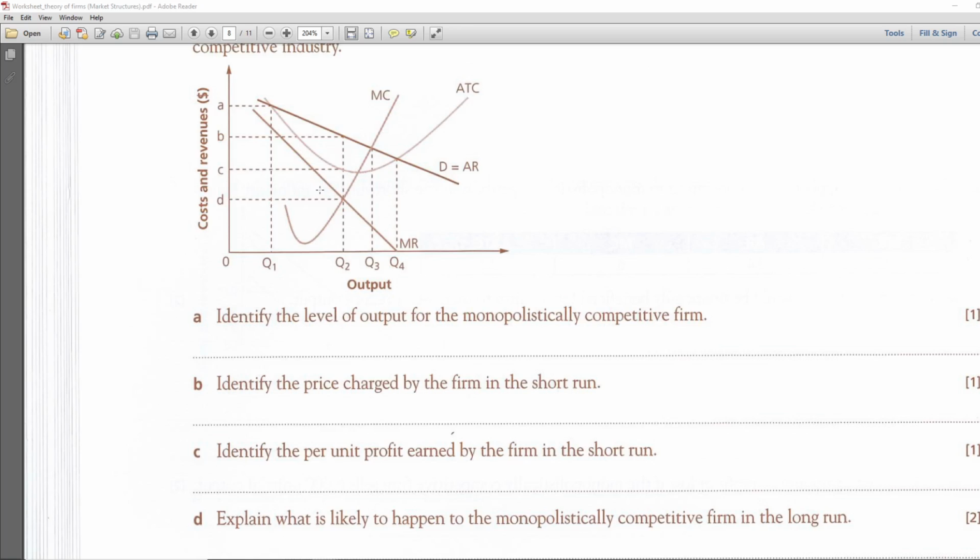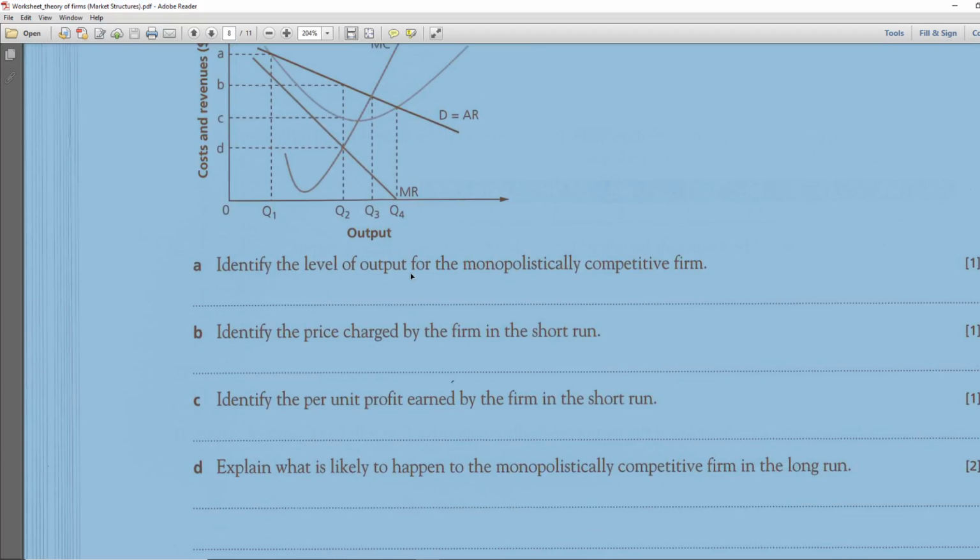Right, because the average total cost is C, and then you have your average revenue, which is B. So if you subtract C from B, then you will get the per unit profit, which is this distance here. And altogether, this area here will be your total profit.